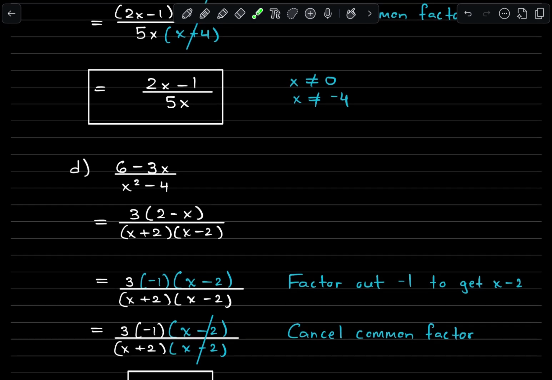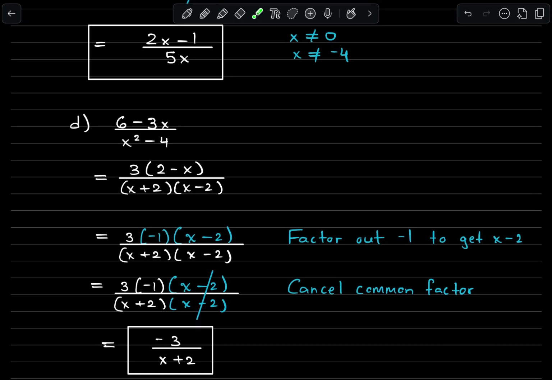We're going to be left with just a negative 3 on the top and an x plus 2 on the bottom. And if anybody asked you what the domain of this was, you would still say x cannot equal negative 2, but it also could not have equaled positive 2, because this factor was here to begin with. That would have made the original denominator 0.